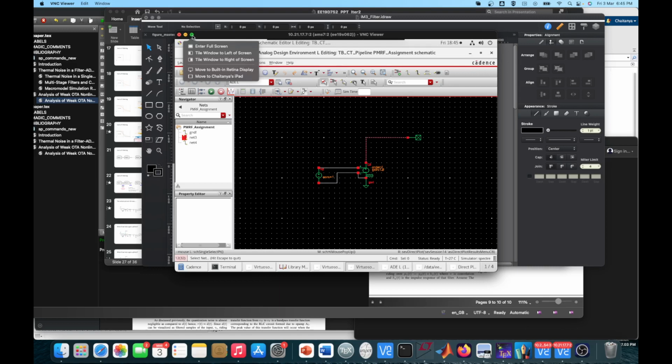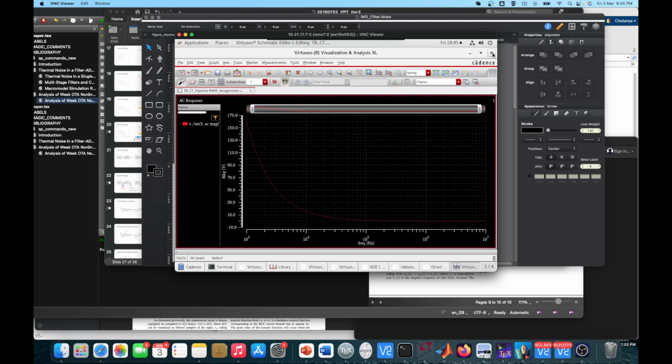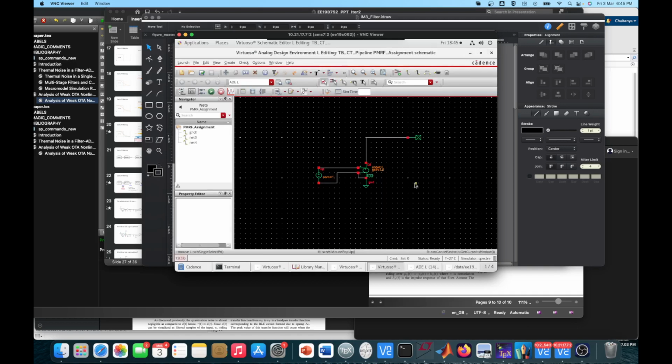Do you get it? Yes, sir. Okay, so let's try to build this op amp, sorry, the biquad.